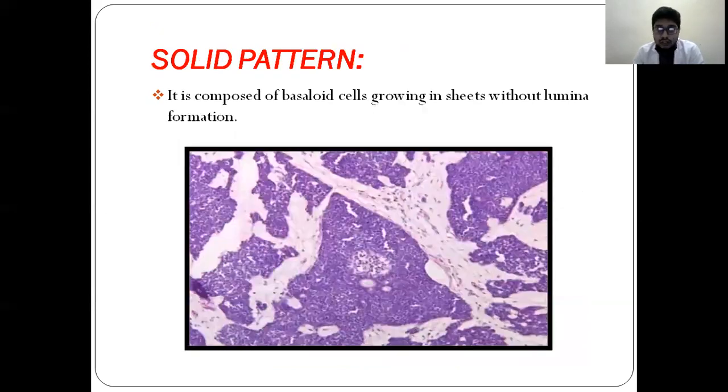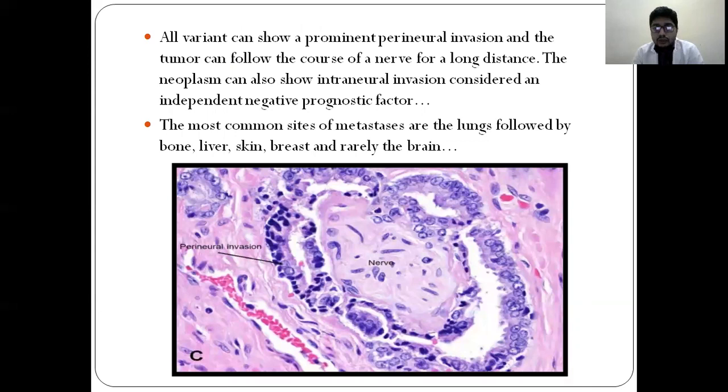And the third one is the solid pattern. It has the worst prognosis, and it is composed of only basaloid cells. There are no luminal areas you can see here. All variants can show prominent perineural invasion, and the tumor can follow the course of a nerve for a long distance. The neoplasm can also show intraneural invasion, considered an independent negative prognostic factor. The most common sites of metastasis are the lungs, followed by bone, liver, skin, breast, and rarely the brain.